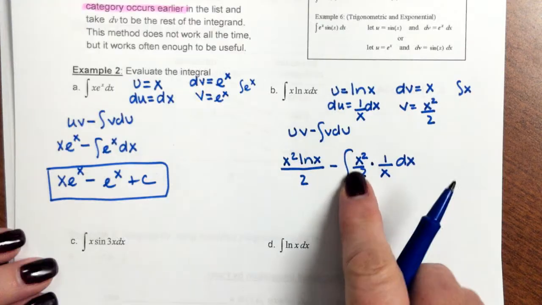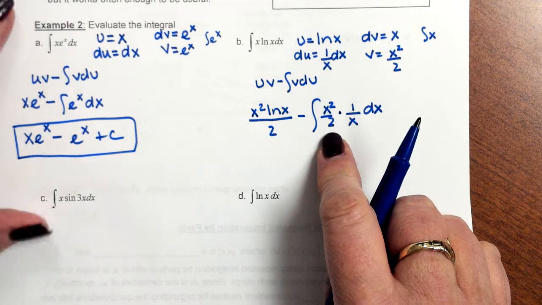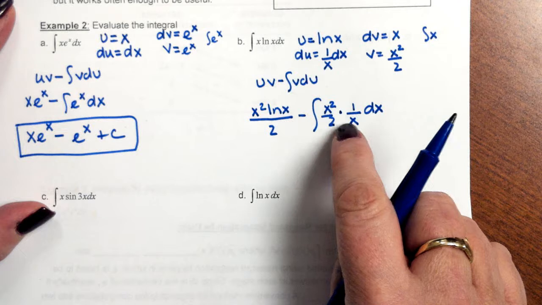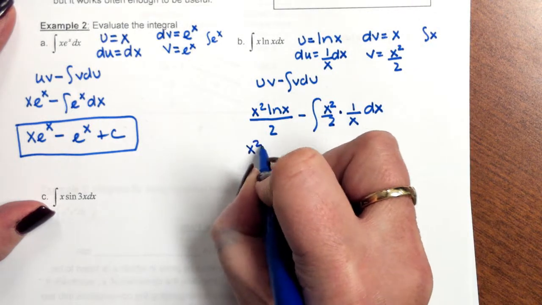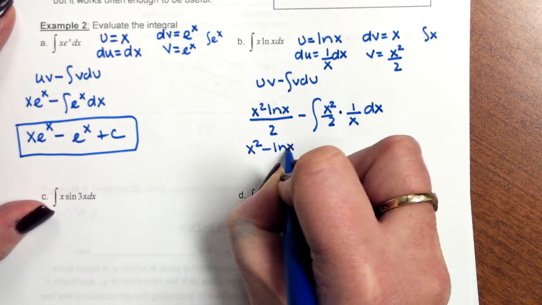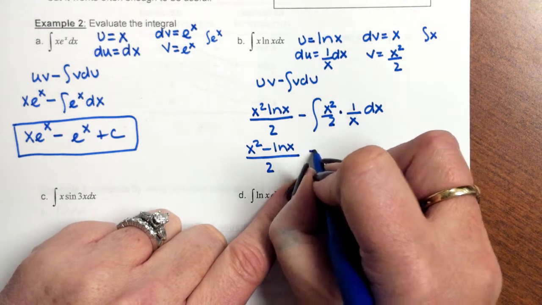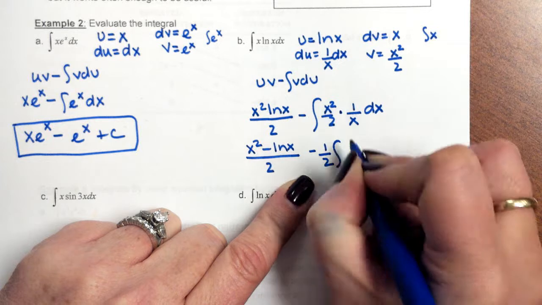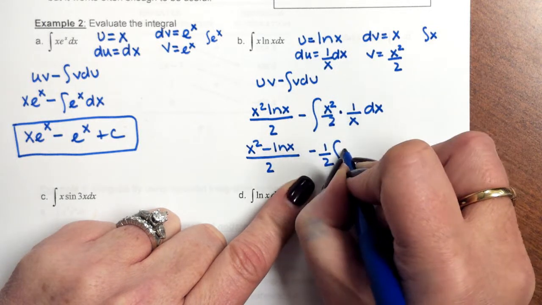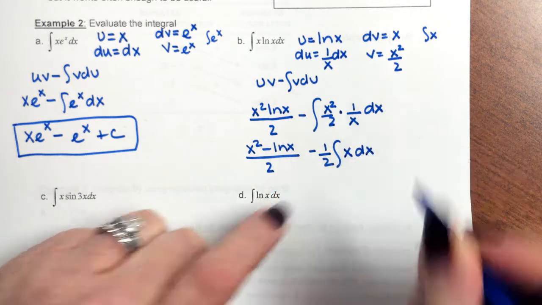Now before we integrate, you want to clean up this integral as much as you can. So again, I can cross cancel an x, and I can pull a 1/2 out of my integral. So I still have this x squared natural log of x over 2. That's just going to tag along to the final answer. So I have minus 1/2 times the integral. Again, the x's will cancel, so I'm going to be left with an x dx.